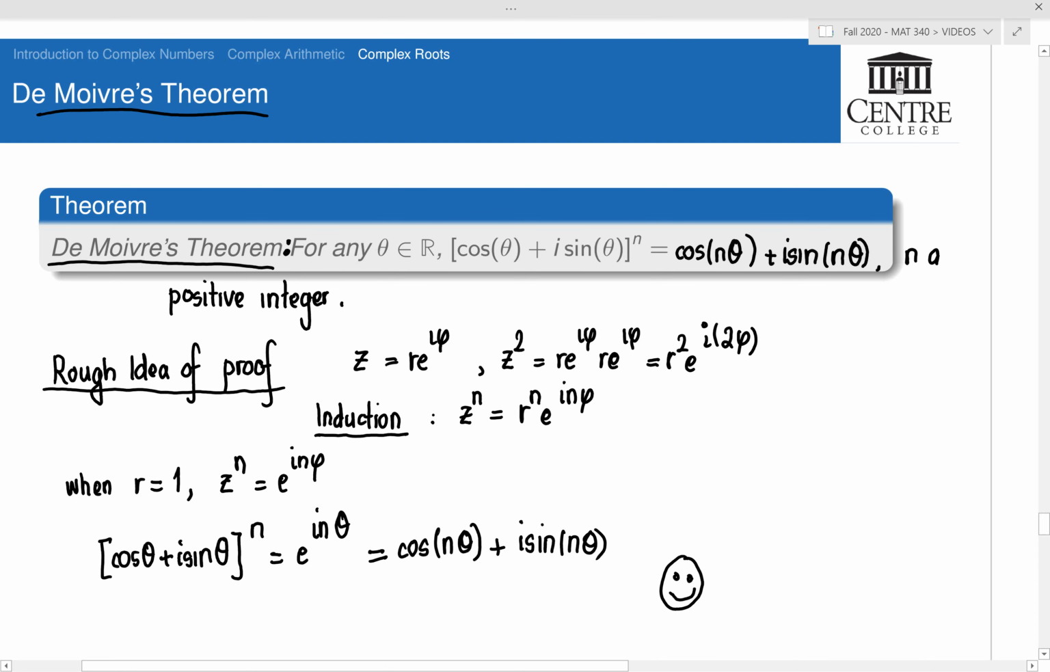So in this particular case, what we're saying is if I take cosine theta plus i sine theta and raise it to the power n, that's equivalent to just multiplying the angles by n, and the same for sine. And we're going to use this a decent amount in class when we're talking about roots of unity. So that's where I'm going to stop.